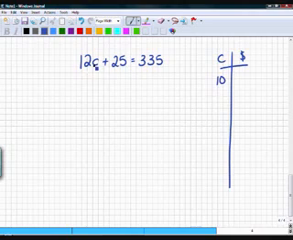No, we got 12 times 10. That's 120, plus 25 is $145. So we know it's more than 10 people. No, 12C will be 12 times C.